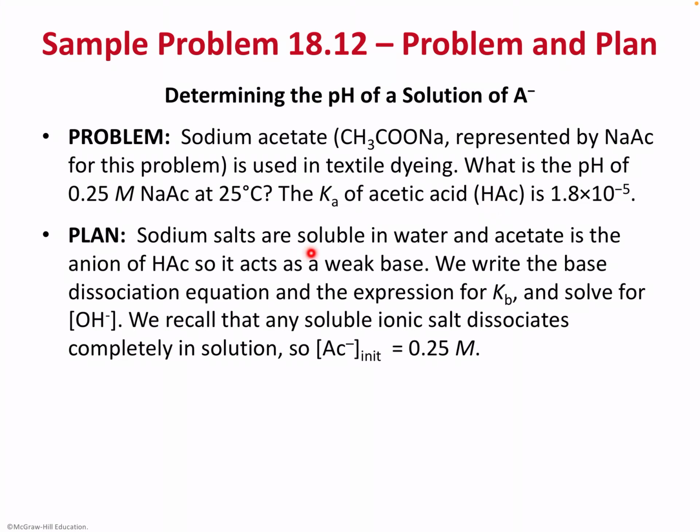So what is the plan? Sodium salts are soluble in water and acetate is the anion of acetic acid, so it acts as a weak base. We write the base dissociation equation and the expression for Kb and solve for hydroxide. We recall that any soluble ionic salt dissociates completely in solution. So the initial acetate ion concentration is also going to be 0.25 molar.